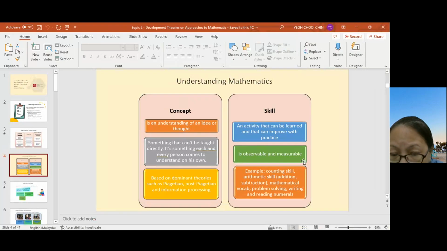Arithmetic: addition, subtraction, multiplication. Mathematical vocabulary: what are the mathematical vocabularies? They are plus, minus, divide, equals, things like that. Then also problem solving, which is most of the time in a storytelling form. Then they can write the numbers. They learn to write, that is a skill. And reading numerals, so they can read it.